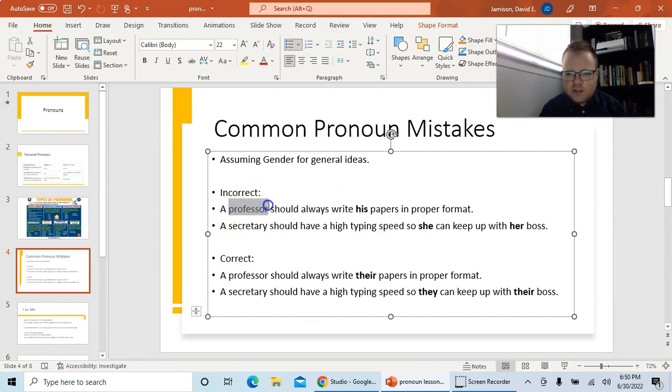And of course, this person doesn't have any actual characteristics. They are a completely hypothetical person. Just like this one here, a secretary should have a high typing speed so she can keep up with her boss. Not all secretaries are women, and we shouldn't assume that they are. So instead we're replacing those with they and their, the pronouns that we had before. A professor should always write their papers in proper format. A secretary should have a high typing speed so they can keep up with their boss.